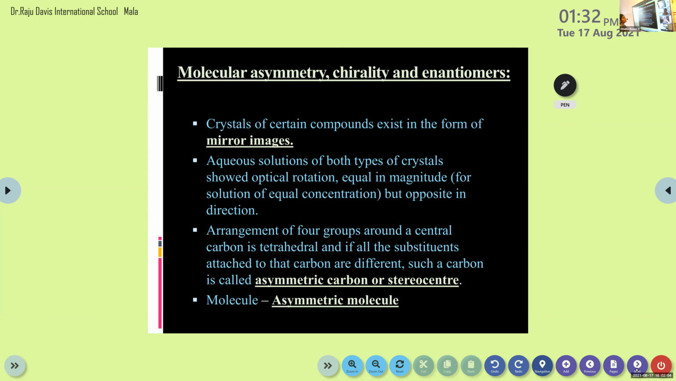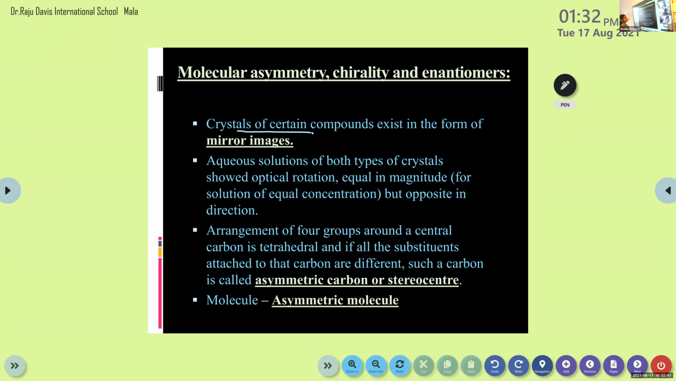Then the next one is molecular asymmetry, chirality, and enantiomers. These are other terms in the stereochemical aspects. Here, crystals of certain compounds exist in the form of mirror images.